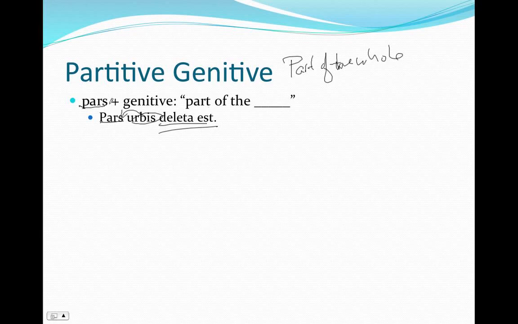Now pars doesn't necessarily have to be in the nominative. We can also see it here in the accusative. Vidi partem urbis: I saw part of the city. Now notice, like the first example, urbis is still genitive. It's still the partitive genitive, but here it's modifying partem in the accusative. I saw part of the city.